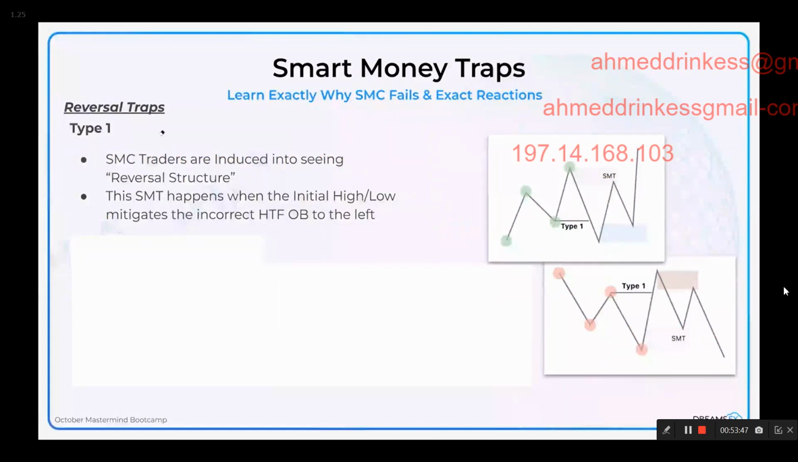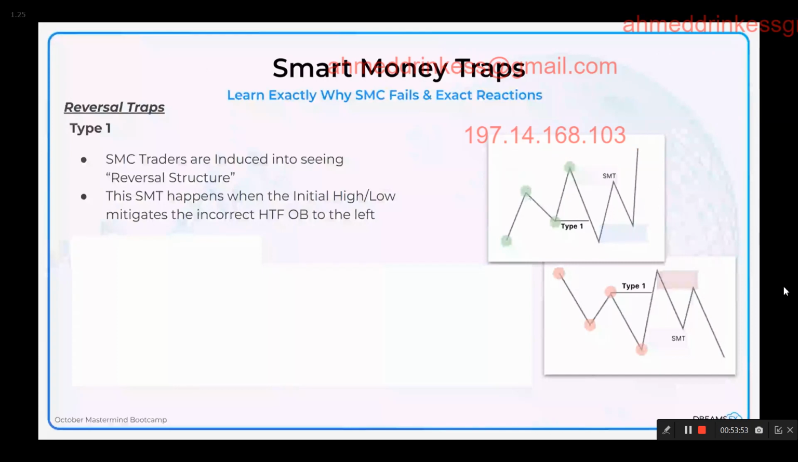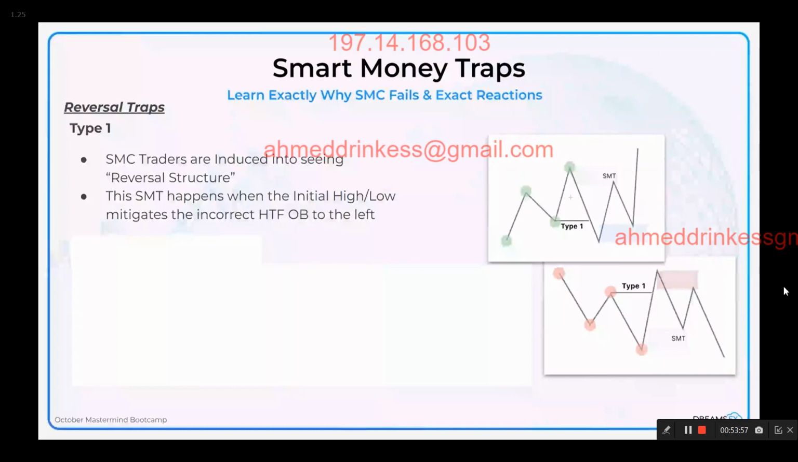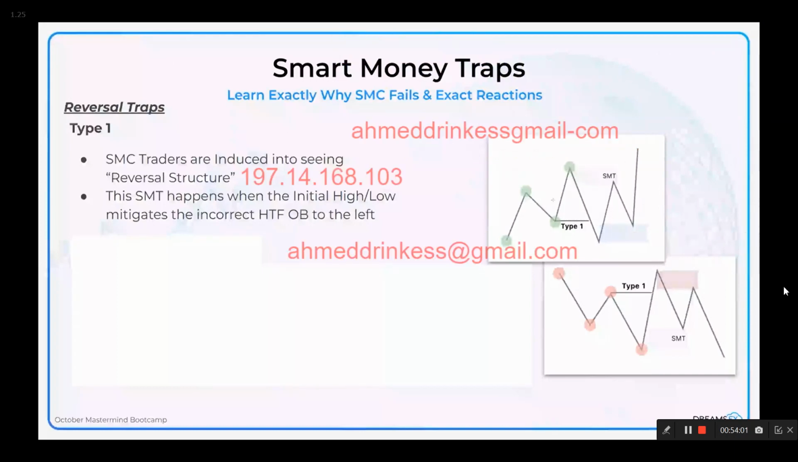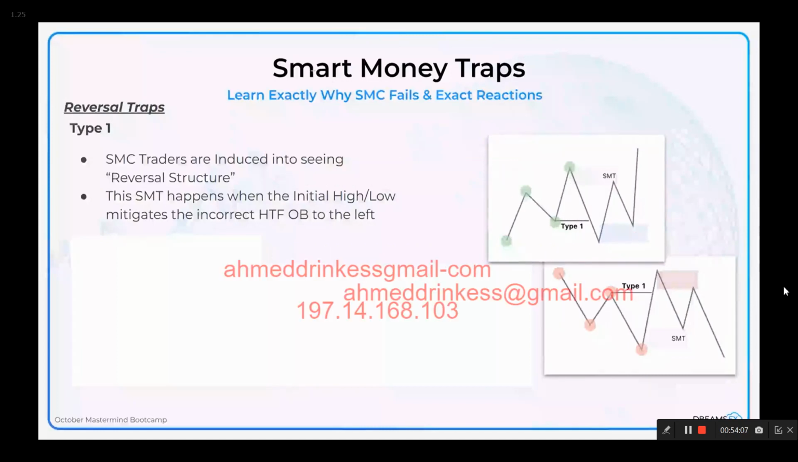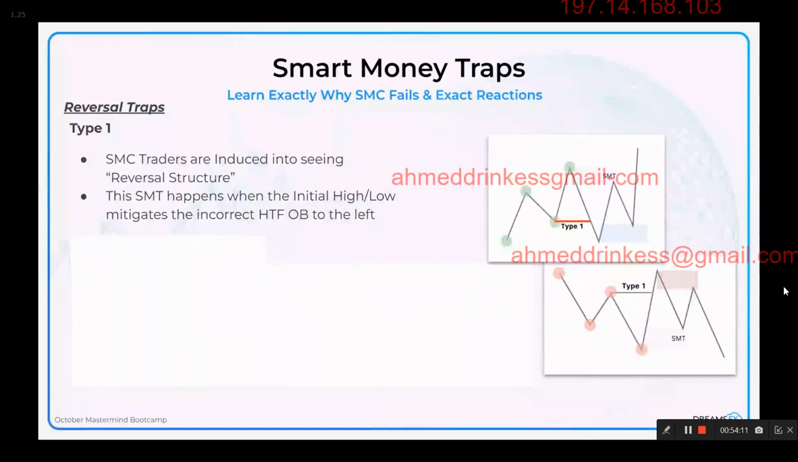SMC traders are induced into seeing reversal structure. What this means is that after the inducement is collected, we know the SMT is going to appear in a buy side scenario. Because after the inducement is taken, SMC is seeing sells. When they view this from a sell perspective, oh, here's my BOS right here. Where's the order block they're looking at? They're looking right here for their supply.